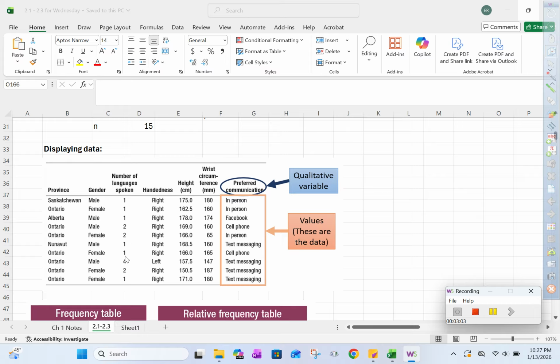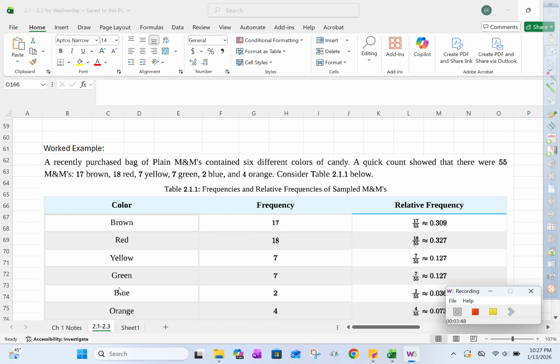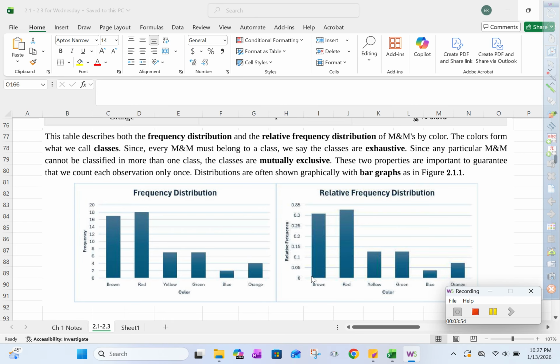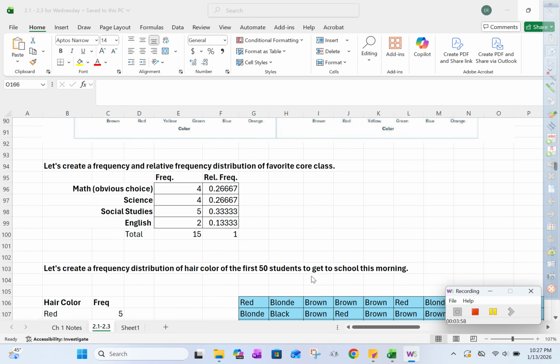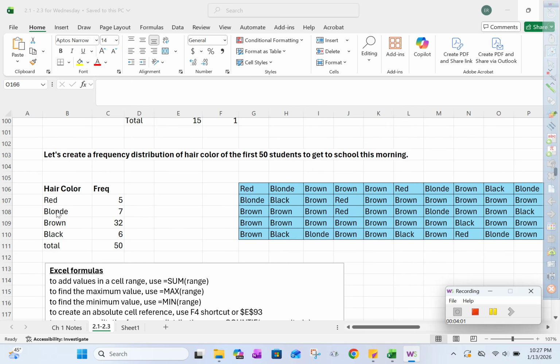Number of languages spoken, because we only go up to 4, could be a bar graph: 1, 2, 3, 4. It's discrete, remember. It wouldn't really make a lot of sense to do this as a histogram, even though it is quantitative. And then gender would be a bar graph, and province would be a bar graph. Okay, the M&M example, those colors are categories, so that's going to be a bar graph, and they showed you those bars specifically when we were comparing the frequency to the relative frequency distribution. Similarly, our hair color example would be a bar graph as well.